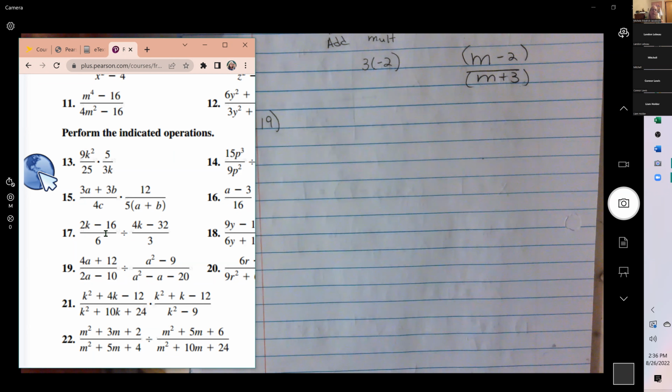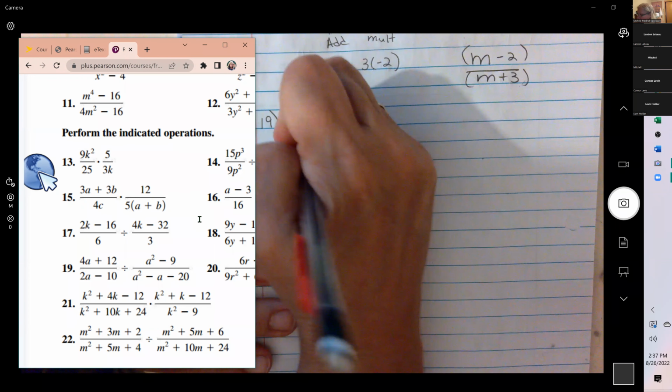When you have multiplication, like number 15, I would cancel stuff first, but you can also just multiply across. So 13, we could just multiply these across, then simplify. But division, you have to flip the second fraction and then multiply. Now it's up to you if you want to flip it first or factor first and then flip it. But in either case, we're going to have to factor because of the quantities, and we have to flip it.